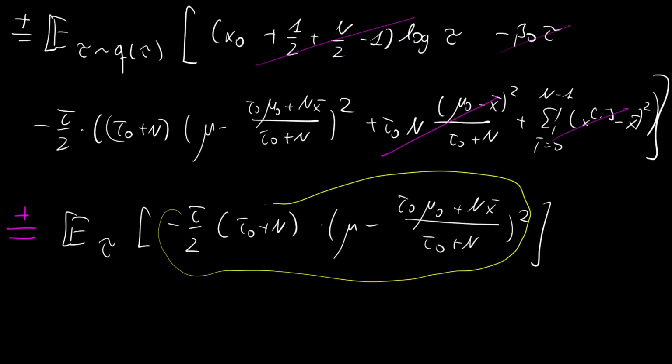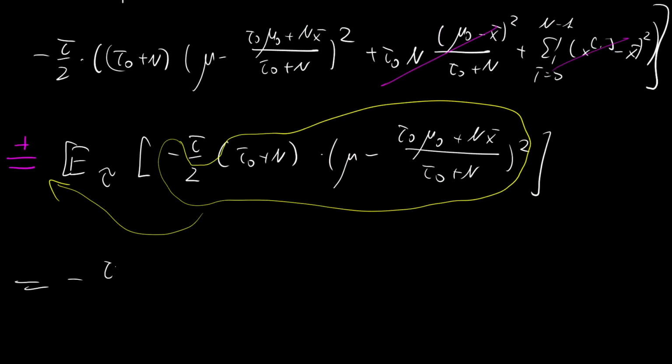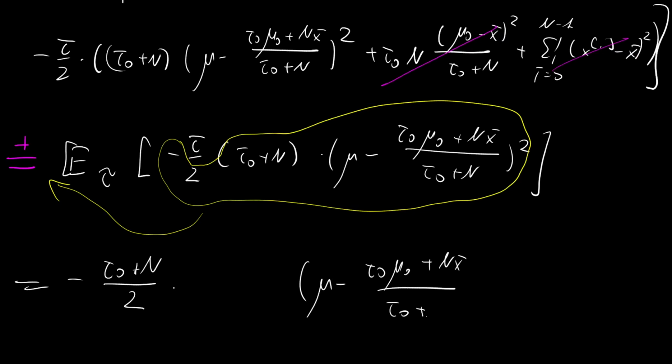And then by using the linearity of the expectation operator, we can move everything except for the tau outside of the expectation. So we can move all of this in front of it, and then we get minus (tau_0 + n)/2 times (mu - (tau_0 mu_0 + n x bar)/(tau_0 + n)) in brackets squared. And I will keep this expectation here, so the expectation over tau applied to tau.